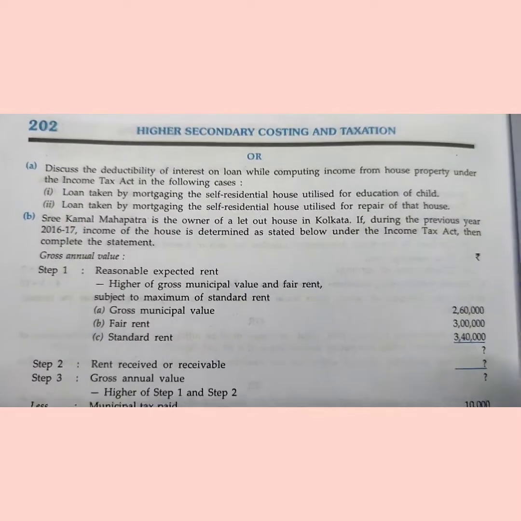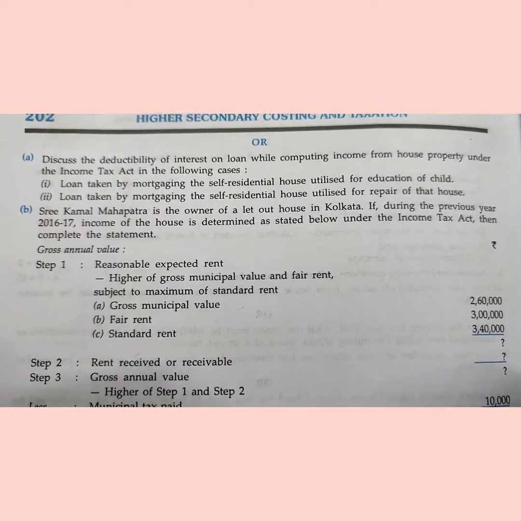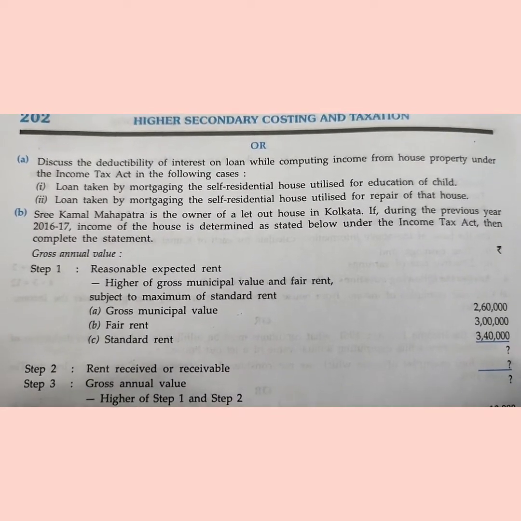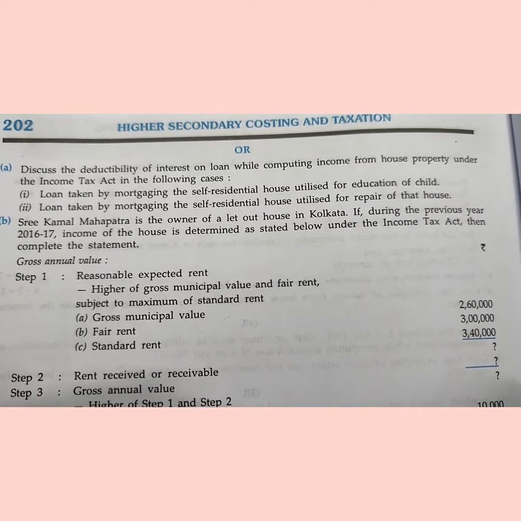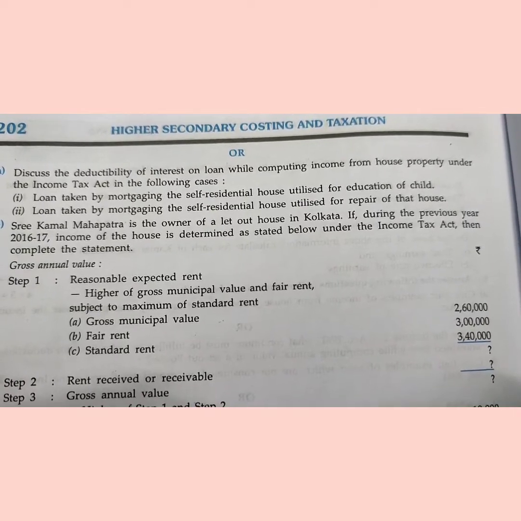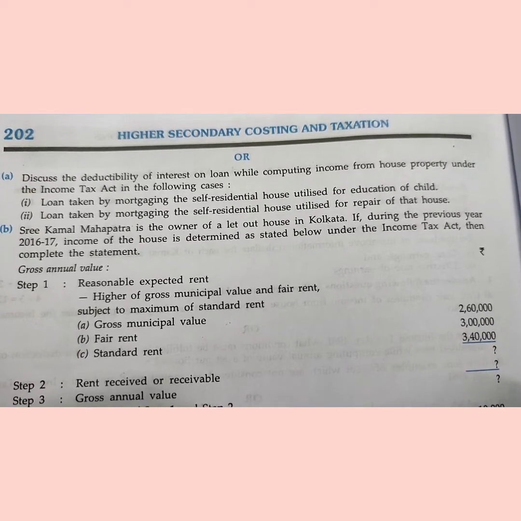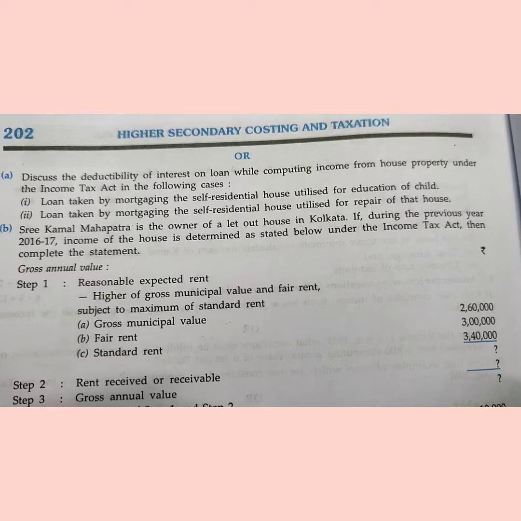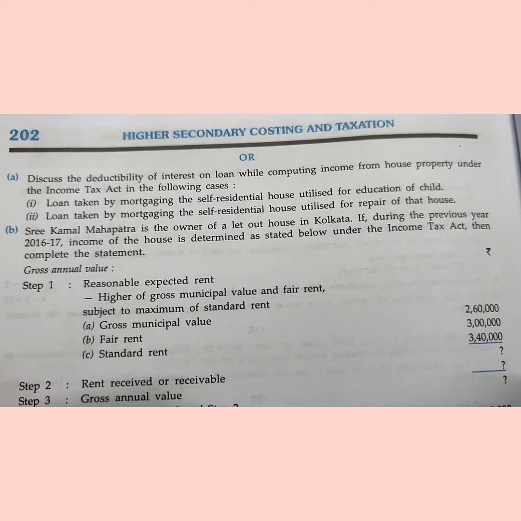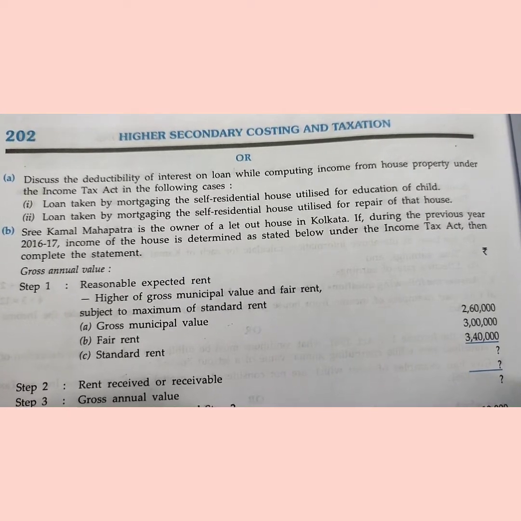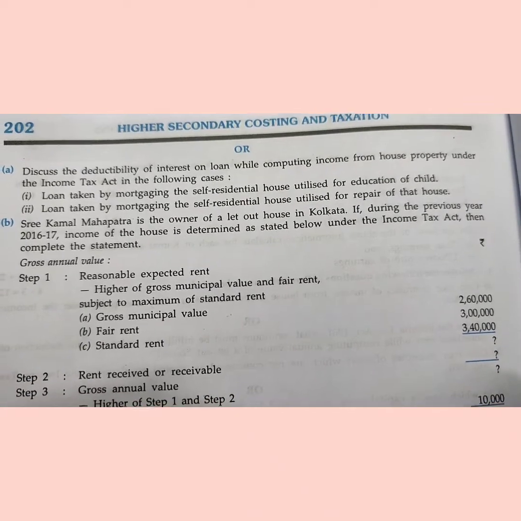In case of question number 5, there is a conceptual theoretical question in A, that is, discuss the deductibility of interest on loan while computing income from house property under the Income Tax Act in the following cases. First case is loan taken by mortgaging the self-residential house utilized for education of child, and number 2 is loan taken by mortgaging the self-residential house utilized for repair of that house.